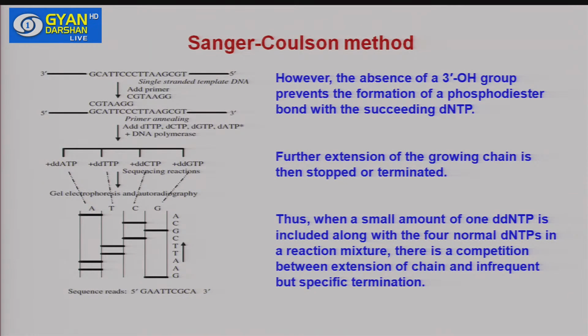The absence of a 3' hydroxyl group prevents the formation of a phosphodiester bond with the succeeding dNTP. Further extension of the growing chain is then stopped or terminated. So whenever it encounters a ddNTP, then there is a chain termination. Thus, when a small amount of one ddNTP is included along with 4 normal dNTPs in a reaction mixture, there is a competition between extension of the chain and infrequent but specific termination.